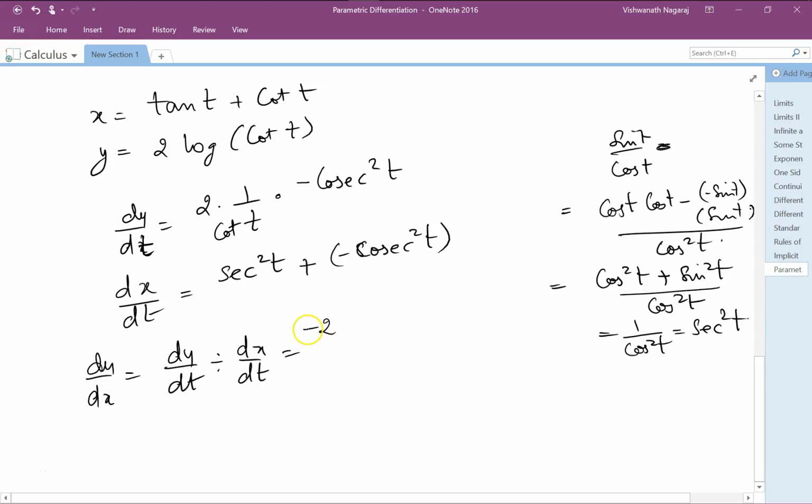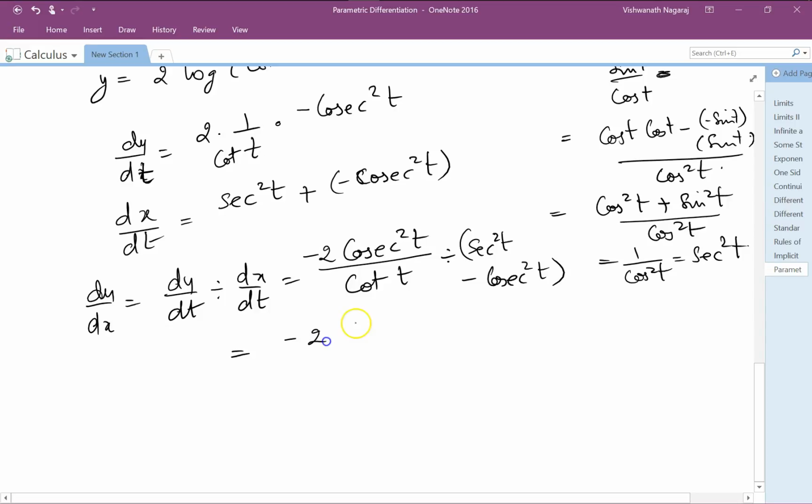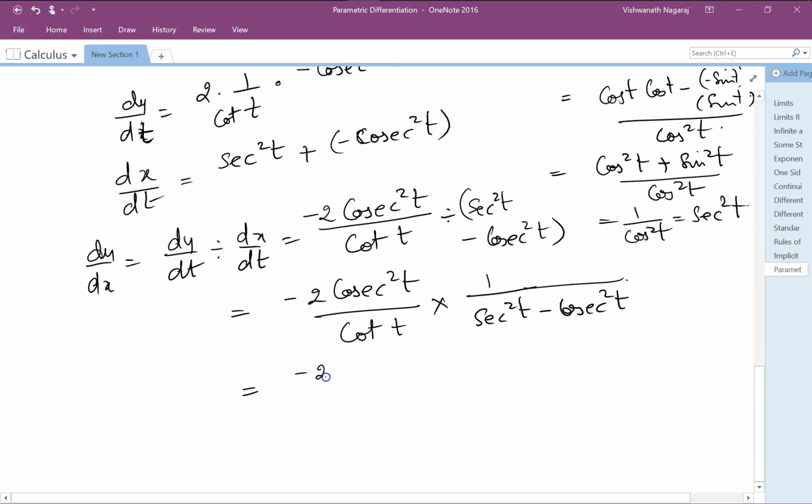So dy by dx is equal to dy by dt divided by dx by dt, which is equal to minus 2 cosec square t divided by cot t, divided by sec square t minus cosec square t. Let's make it simple. So 2 cosec square t is 2 by sin square t, times 1 by cot t, which is tan t. Tan t is sin t by cos t. So this and this square get cancelled.